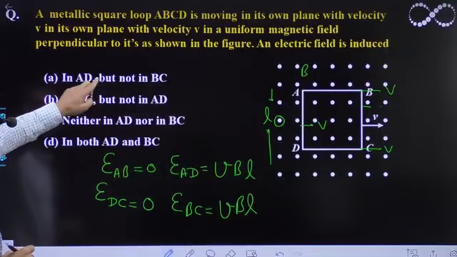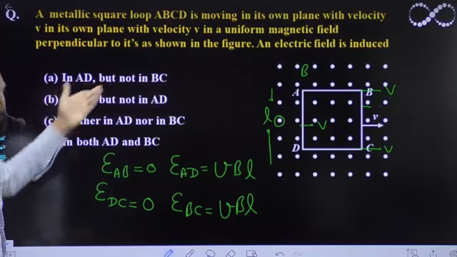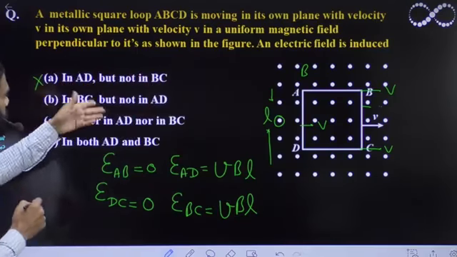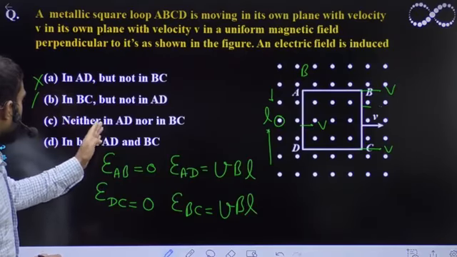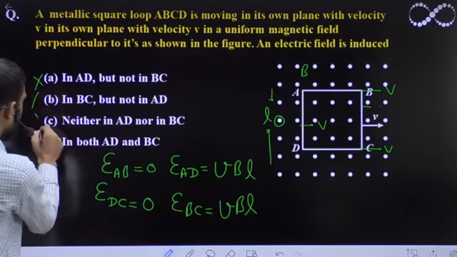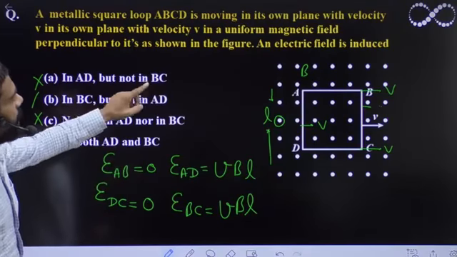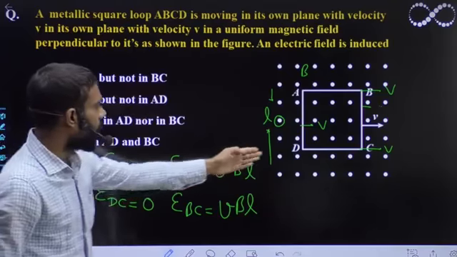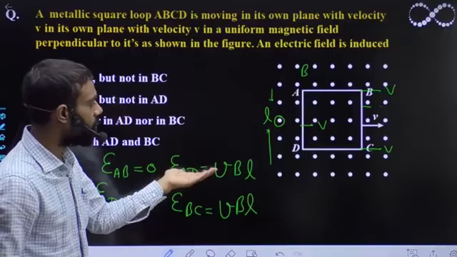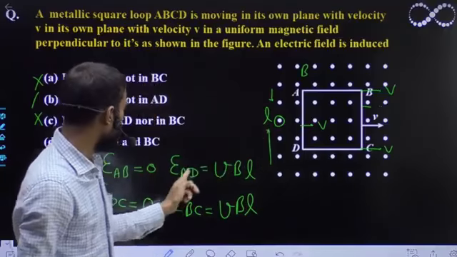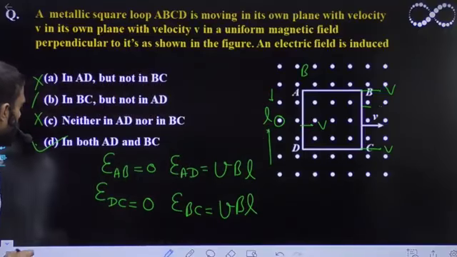The first option says the electric field is induced in AD but not in BC. This is wrong. The second option, in BC but not in AD, is also wrong. Neither in AD nor in BC, this is also wrong. Option D is correct. In both AD and BC, you will get the electric field induced, because if you are getting the EMF in AD and BC, then who is responsible for EMF? Obviously electric field. So in both AD and BC. Okay, so option D is correct.